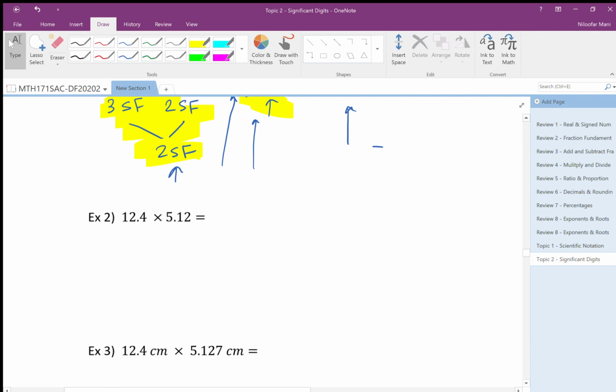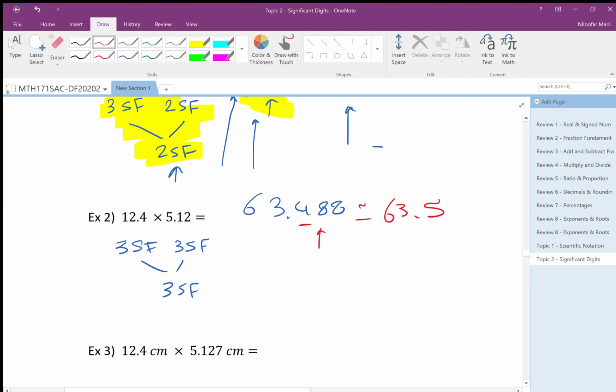Okay, so how about the next? You have three significant figures. You have to round to three significant figures. So you have 63.488. You underline this one, you check the next one, so it is 63.5. Okay, so you are showing me all the four parts here.